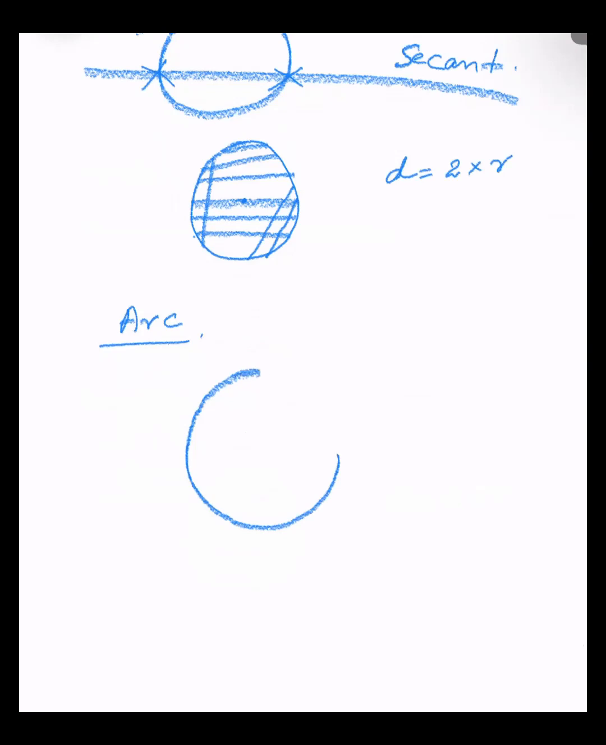Again, we are talking about circles, so we will definitely have a circle. Let's draw a proper circle. Okay, I have not drawn a proper circle. So let's think that this is a proper circle.